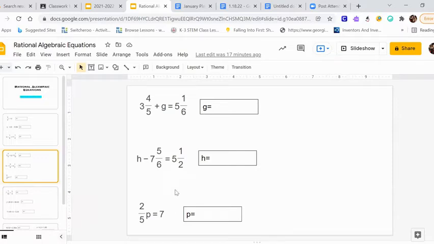I'm talking about that with the 5th graders. And here's another one, same thing. You're going to get that h by itself. All of this needs to be done on paper. Okay, and get common denominators. This one's easy. You can just change one of them.